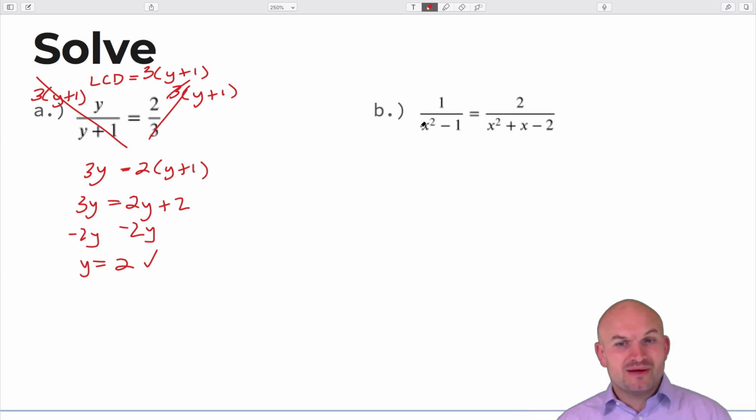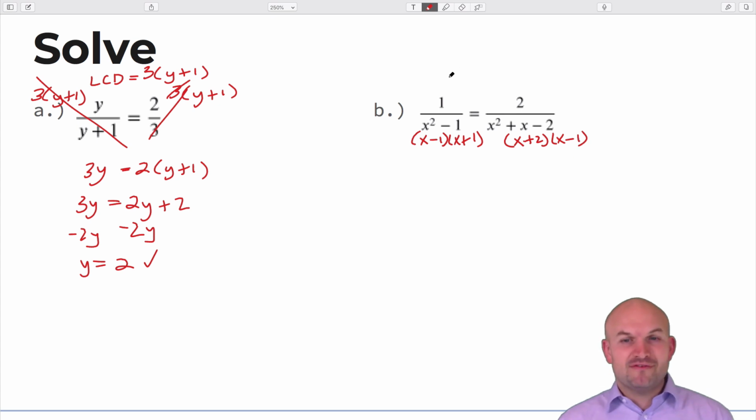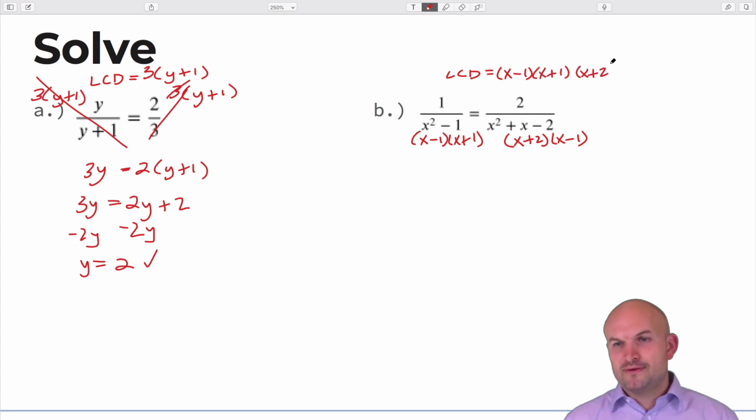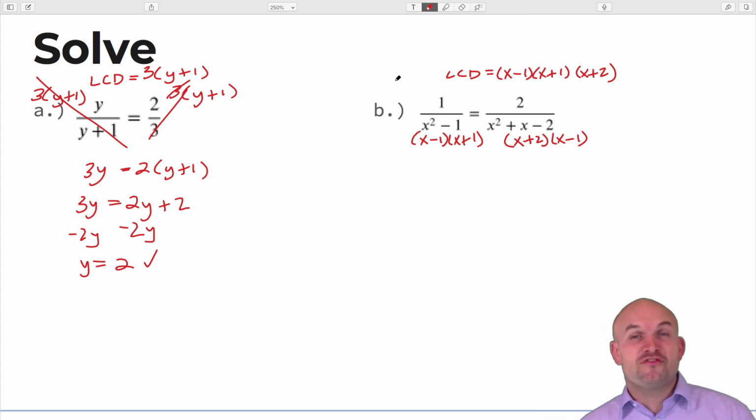So first thing we want to do is factor them. So if I have x minus 1 times x plus 1, and then over here I need to have, let's see, that's going to be x plus 2 times x minus 1. So here they do have a factor in common, which is the LCD, which is x minus 1. And then the factors they don't have in common is going to be x plus 1, I'm sorry, and x plus 2. Okay, so now we have an LCD of 3 terms.